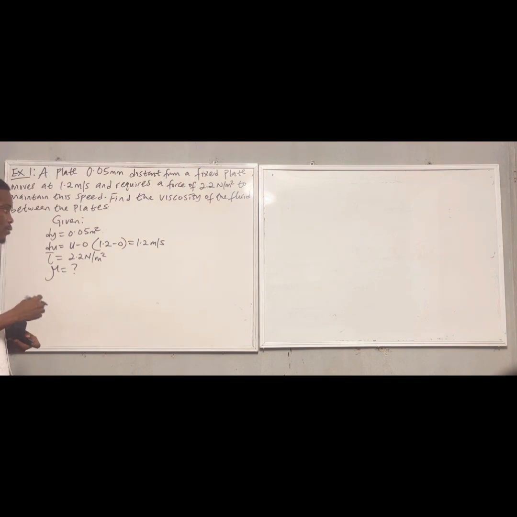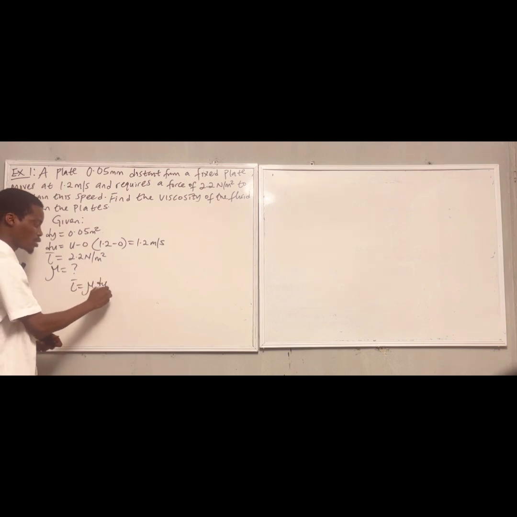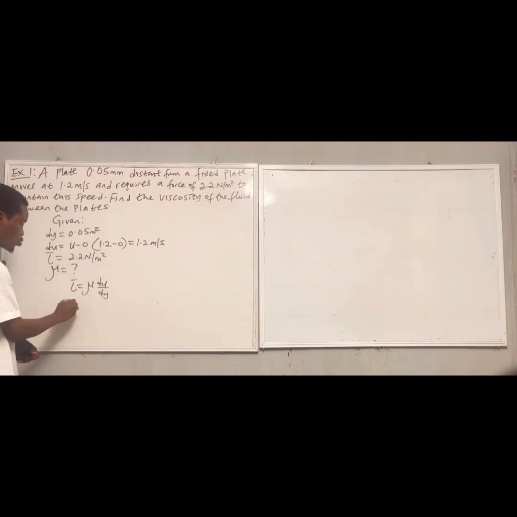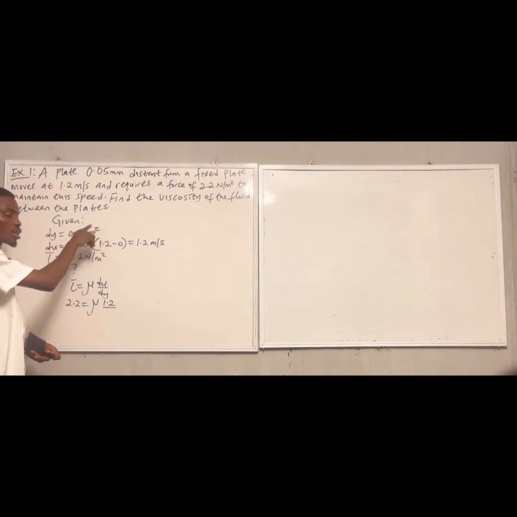For us to calculate the viscosity, according to Newton's law of viscosity, we have tau is equal to mu times du over dy. So what is our tau? Our tau is 2.2, which is our shearing stress. What is our mu? We don't have it. We have to calculate mu, which is our viscosity. Our du is 1.2, and our dy is 0.05.